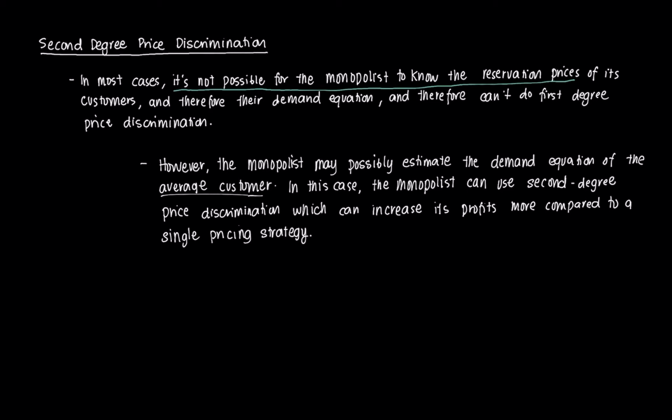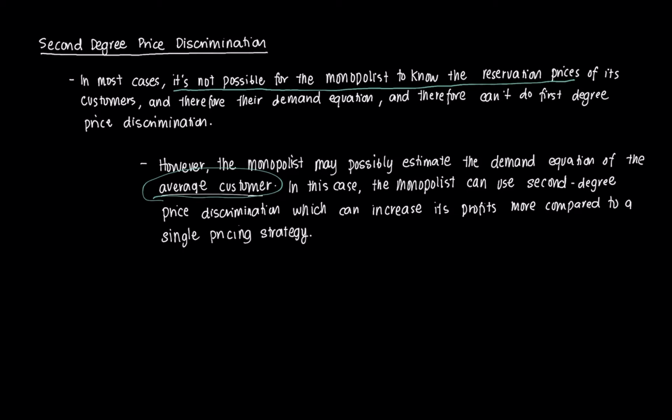So, as we said, first degree price discrimination will yield the monopolist the highest profit among all forms of price discrimination. But it's very unreasonable to believe that the monopolist would know exactly what each person would be willing to pay for their good or service. However, even if it can't do first degree price discrimination, the monopolist may possibly estimate the demand equation of an average of their consumers. So instead of knowing each demand equation of each and every consumer, it can try and see, okay, maybe I can just estimate a sort of average figure and maybe I can use that as a basis.